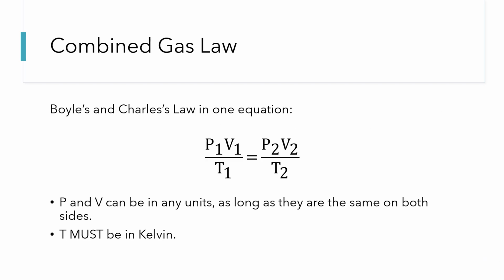The combined gas law basically puts Boyle's law and Charles's law into a single equation, which says P1 V1 over T1 equals P2 V2 over T2. For operational issues, the units in this equation can be anything for pressure and volume as long as they are the same on both sides of the equation. But temperature is really different. Temperature must be in Kelvin. We cannot use any other unit.